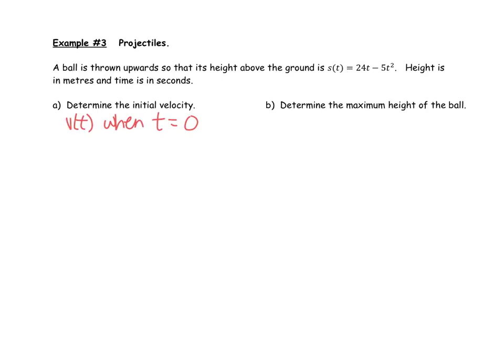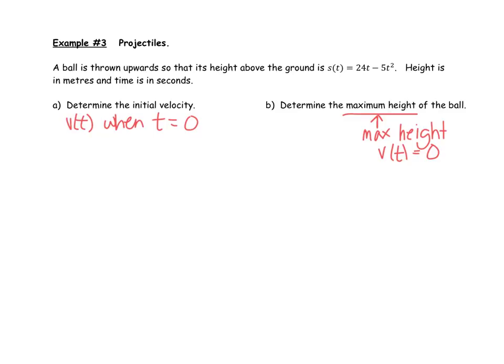And then your second part is determine the maximum height of the ball. So we do have a quadratic, so we could figure that out in a few different ways. But let's just recognize here that if we have a maximum height, that means our velocity is going to equal 0 at that place, right? So all we really need to do is solve for when v at t equals 0.